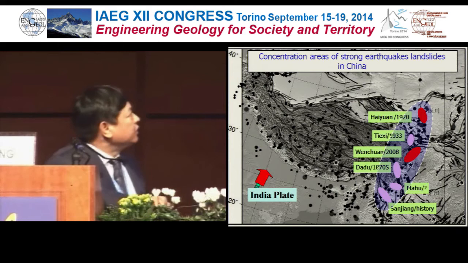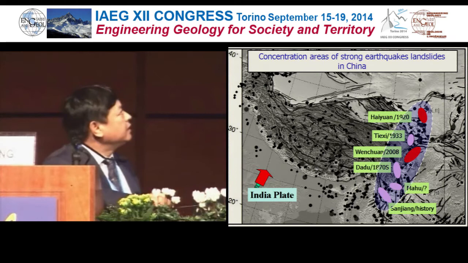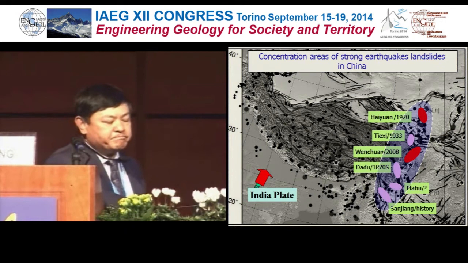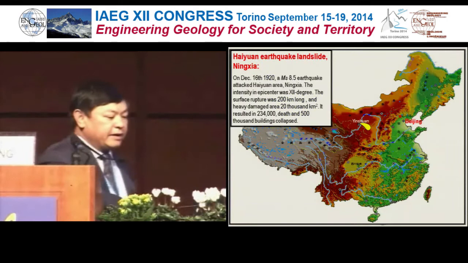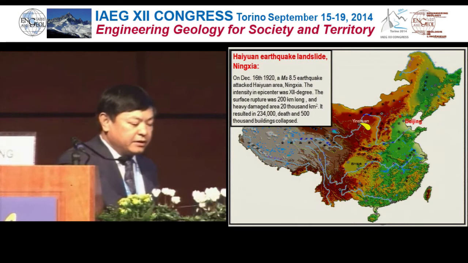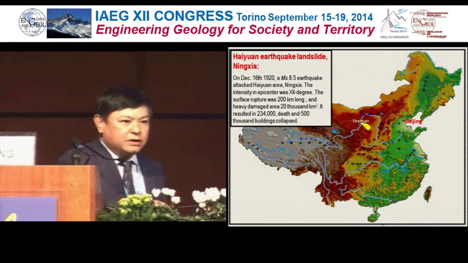And this one, in the lowest area, is a soil landslide area triggered by strong earthquake. And this one is mostly rock slides. This is a loess landslide area. And this area had a huge earthquake in 1920, almost 100 years ago.